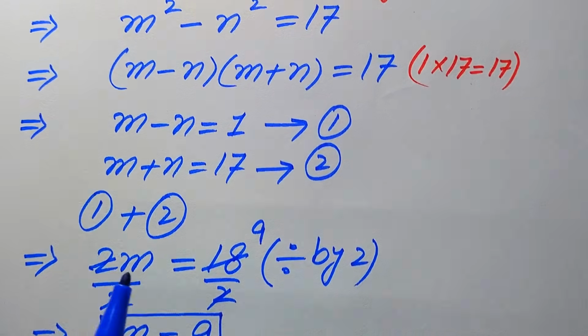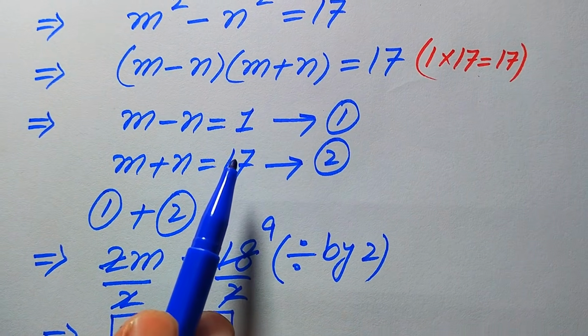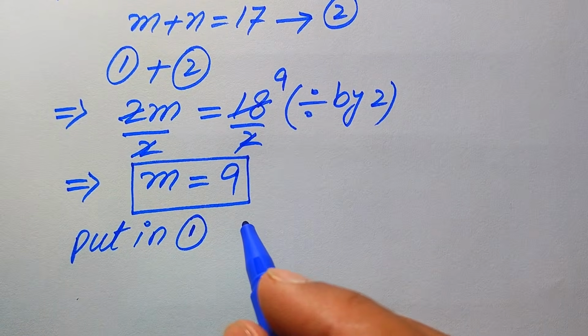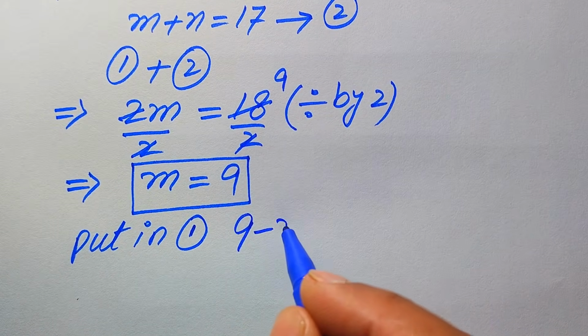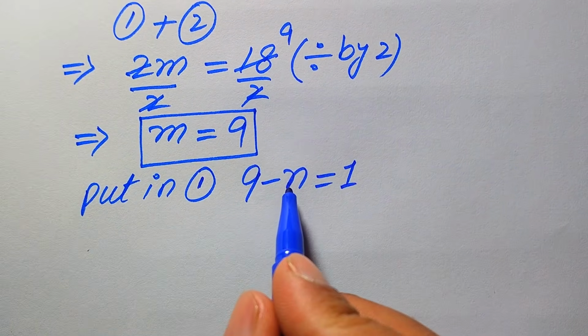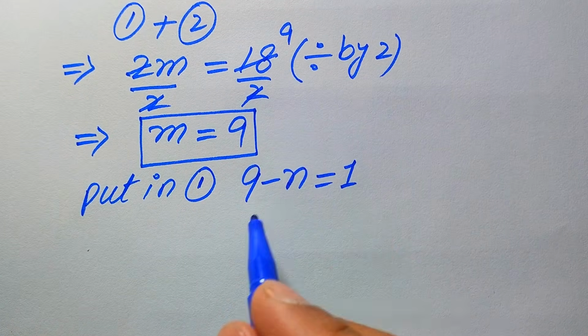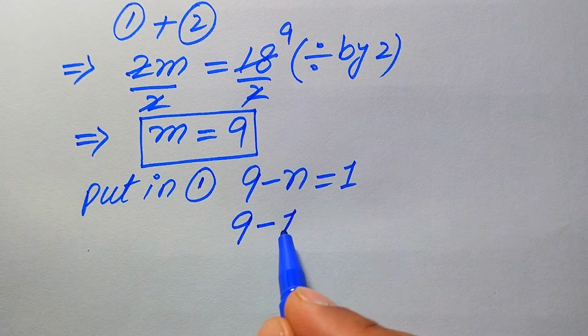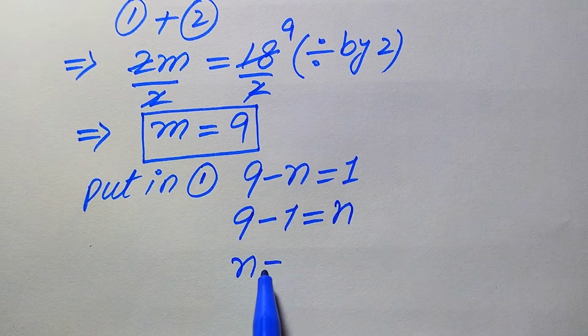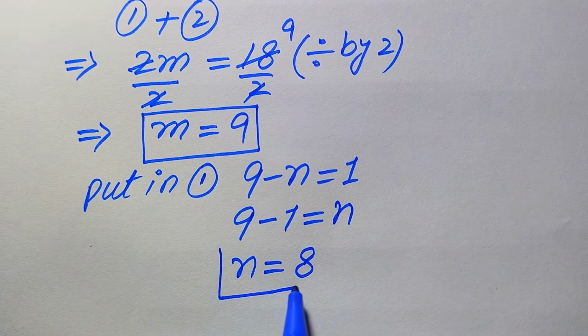Okay, so this is our equation number 1, m minus n equals 1. So we put this value of m here and we get the value of n, so we have 9 minus n is equal to 1. So we move minus n to the right hand side and 1 to the left hand side, and it becomes 9 minus 1 is equal to n. Here we get the value of n is equal to 8.